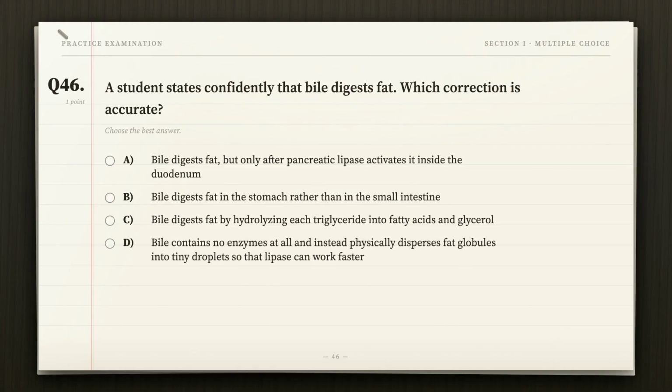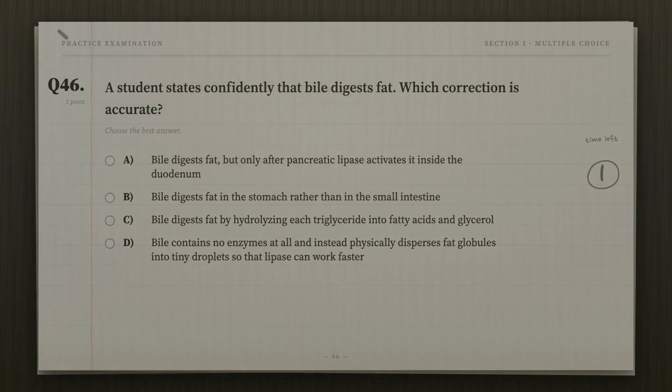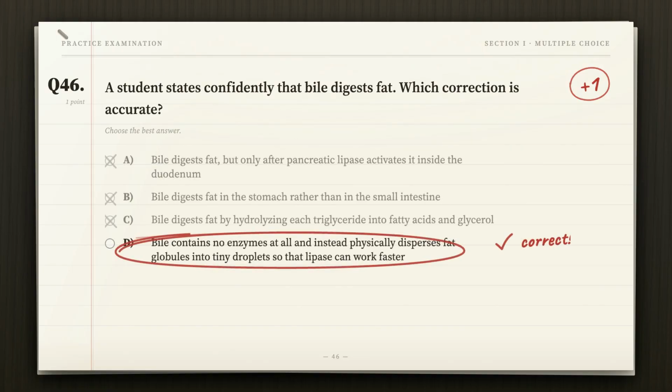D. Bile contains no enzymes at all and instead physically disperses fat globules into tiny droplets so that lipase can work faster. Which would you go with? Lock it in before the reveal. The correct answer is D.